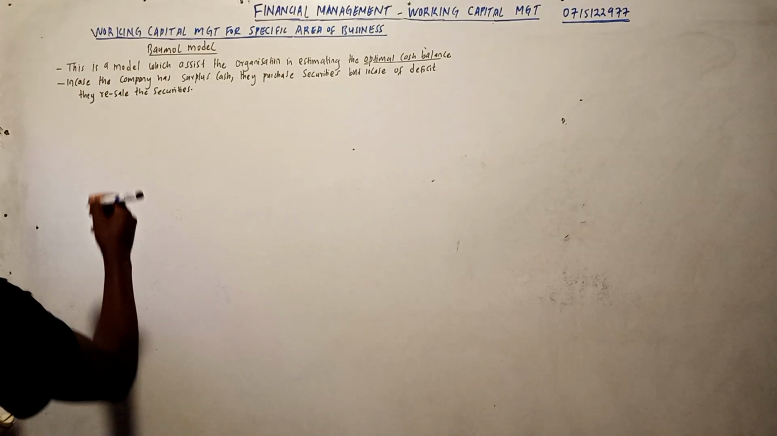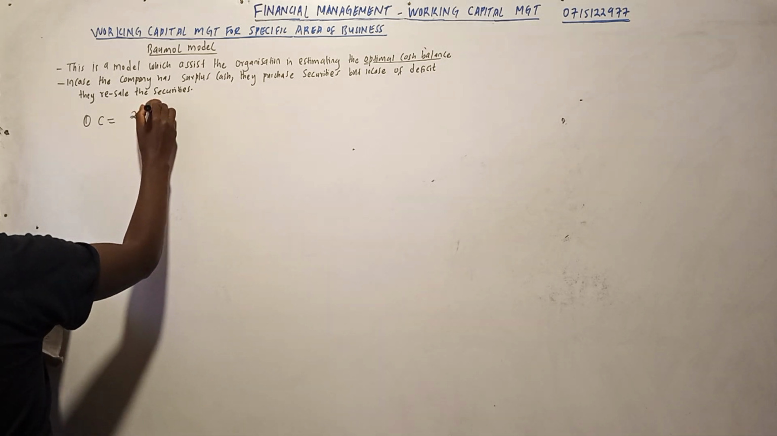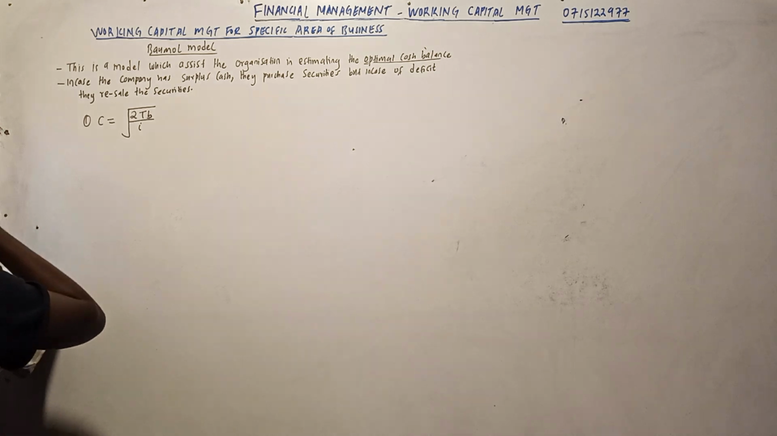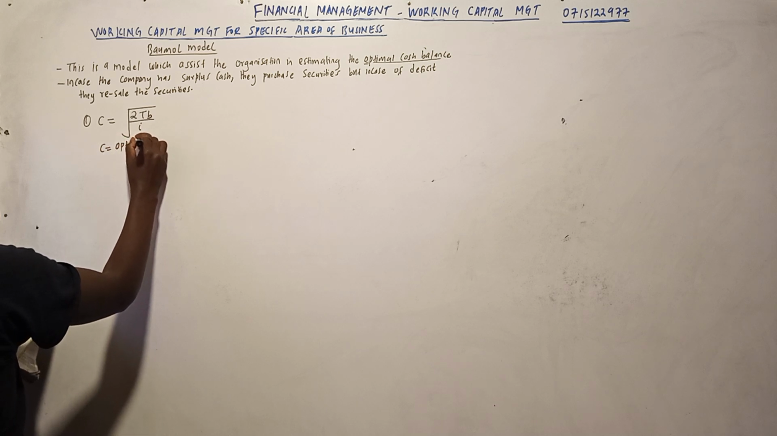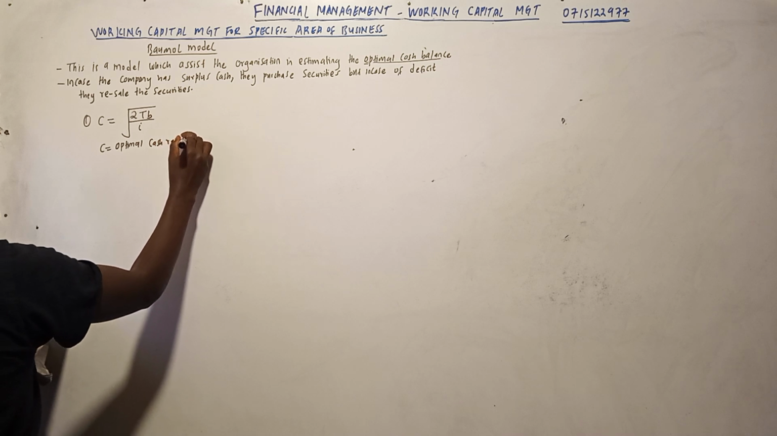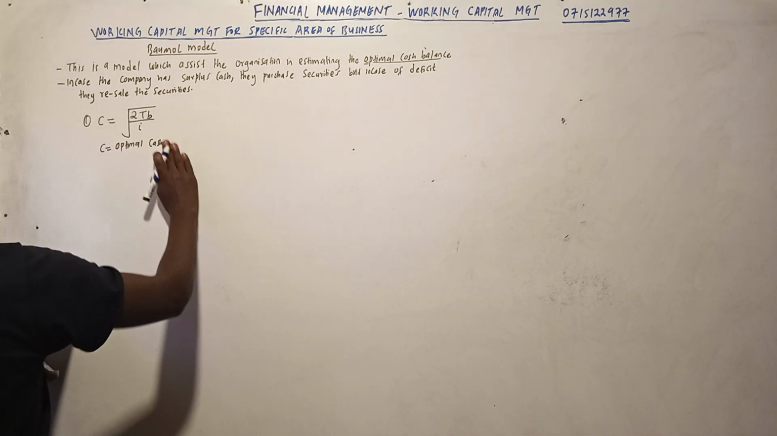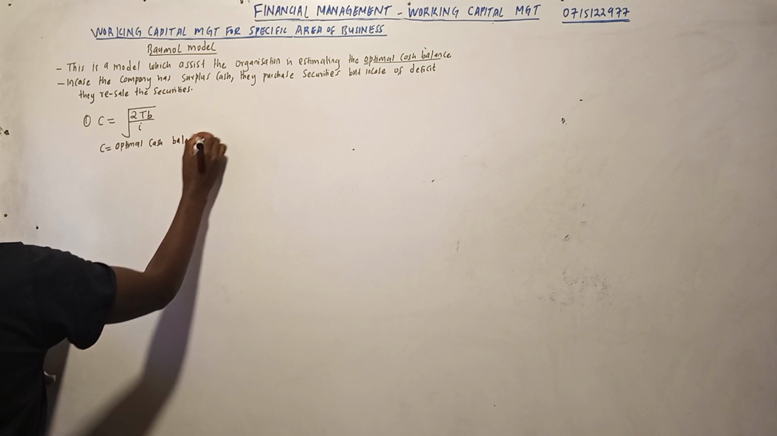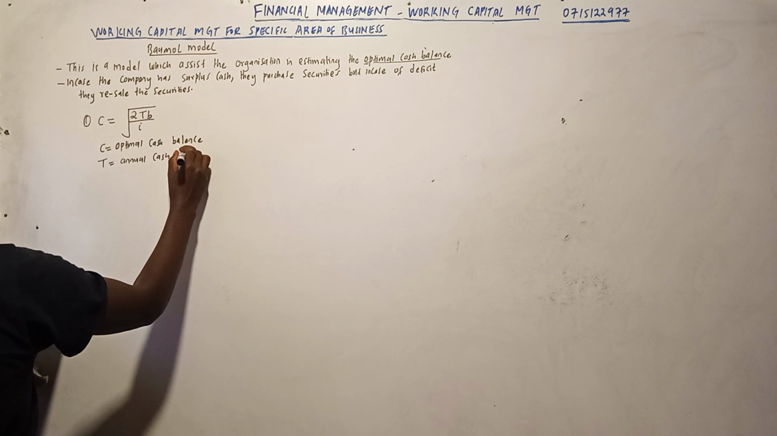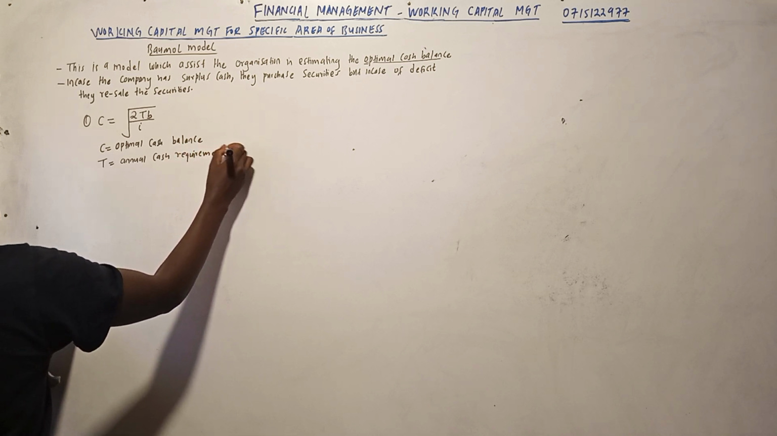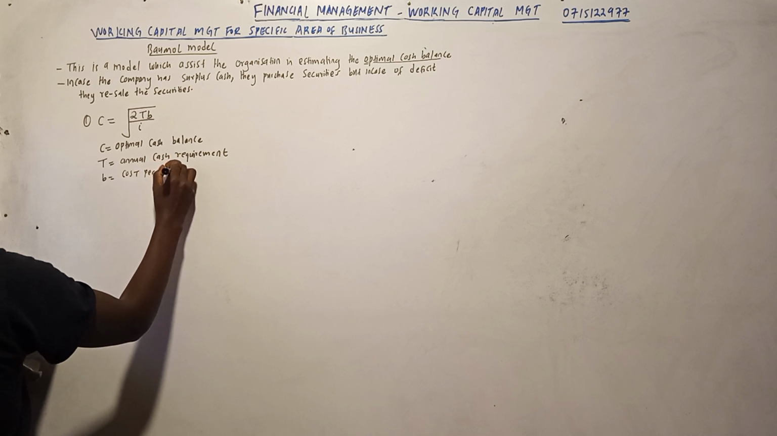So let us see the formulas. Start with number one, the first formula: C equals the square root of 2TB over I, where C is the optimal cash balance or the optimal cash requirement, T is the annual cash requirement, and B is the cost per transaction.